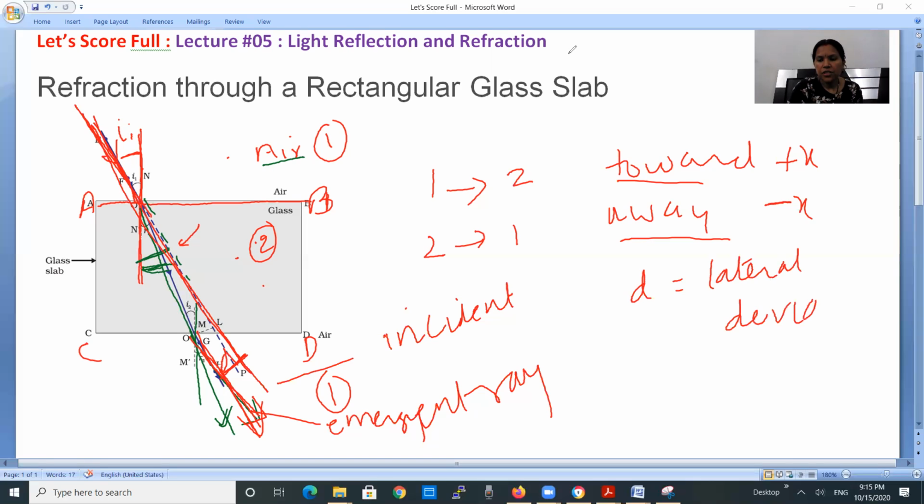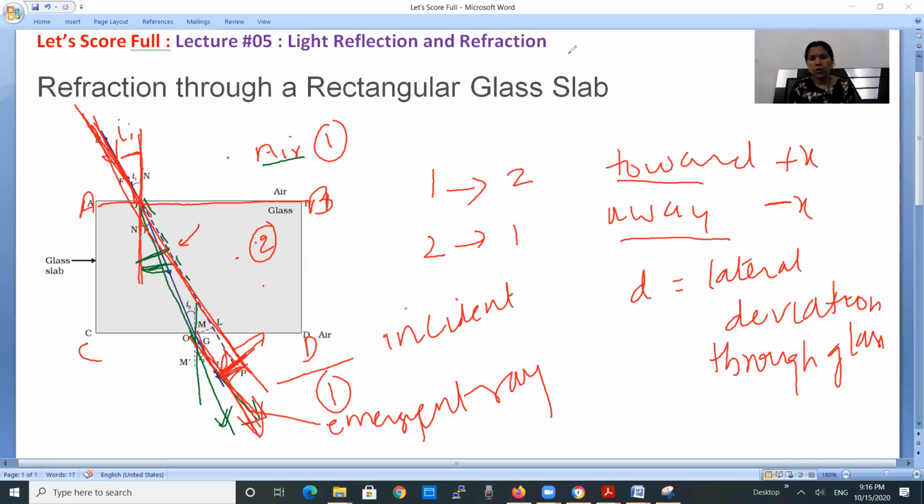Lateral deviation through glass slab. Okay? So when light enters obliquely, it deviates a little bit, and the emergent ray is parallel to the incident ray with perpendicular deviation. Perpendicular means the distance between the two is d, and we say it is lateral. Why lateral? Because it is horizontal deviation. Okay? So this is about refraction through a glass slab.